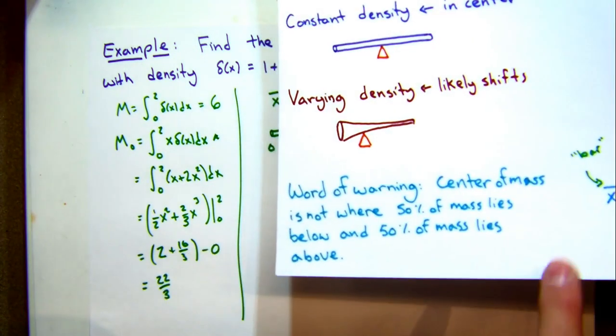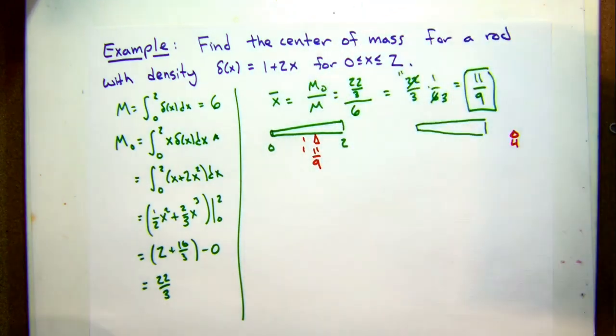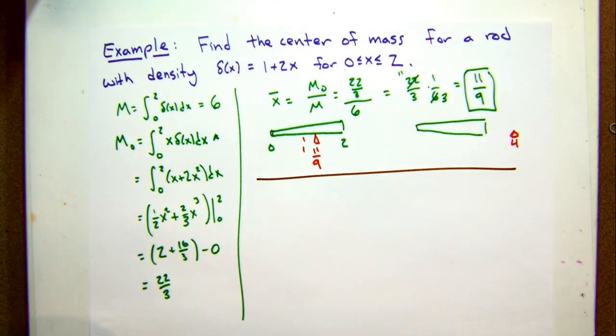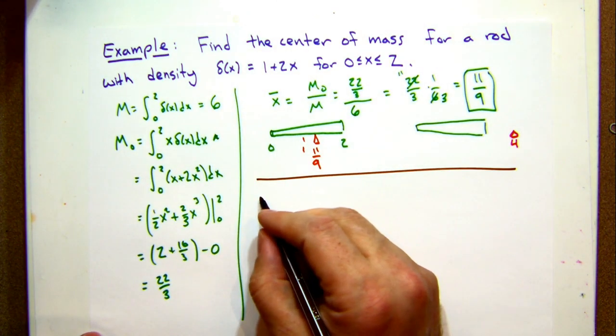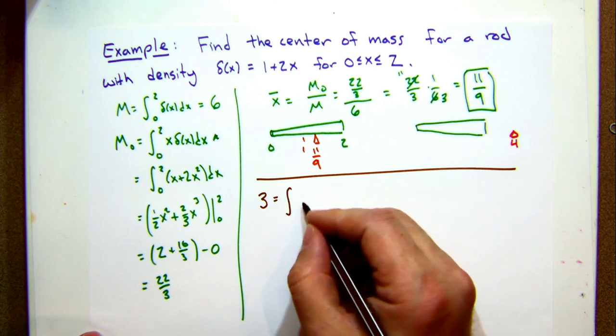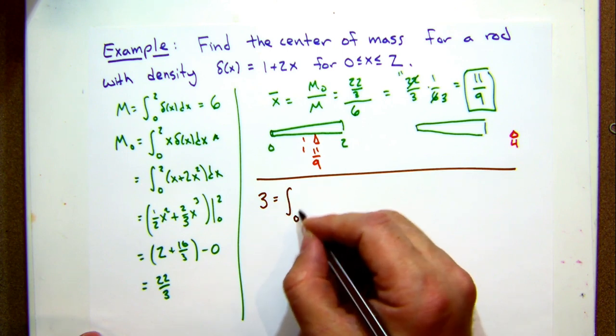Now, I said a few moments ago that the center of mass is not where 50% of the mass lies. Let's see if that's true. So how much total mass is there? There's 6. So suppose I want to find the point where half of the mass lies. By the way, I have no idea what the answer is to this, but we'll have fun. We'll figure this out. So if I want half the mass, what I want to know is how much of the bar do I have to go?